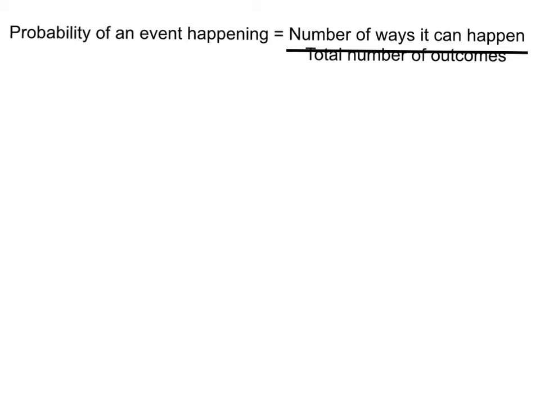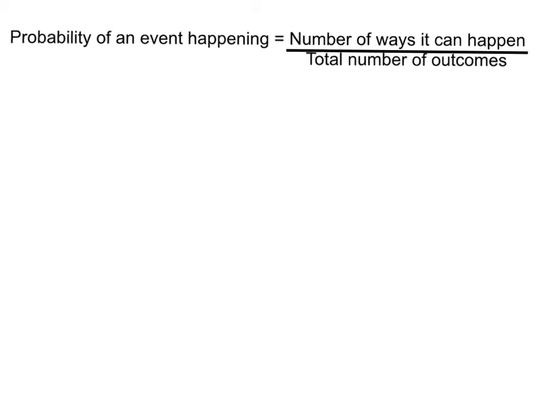So, in general, we have that the probability of an event happening equals the number of ways it can happen divided by the total number of outcomes.